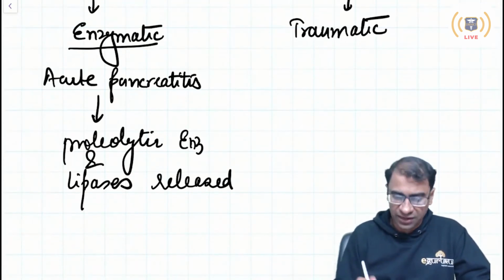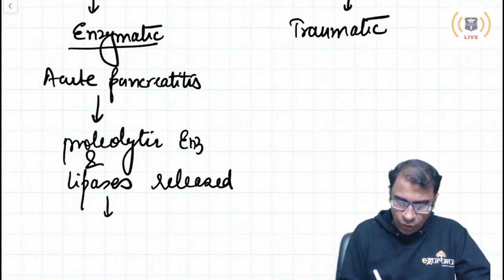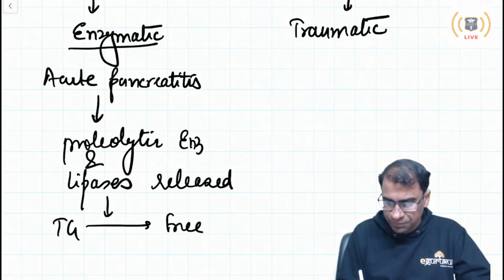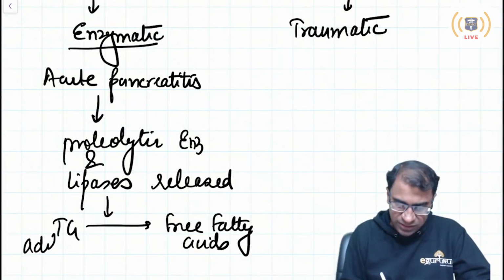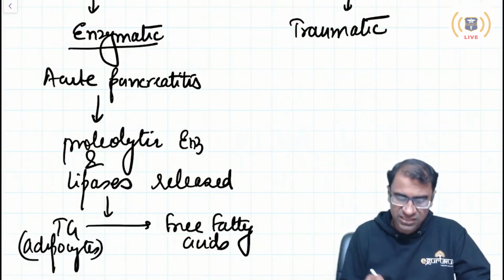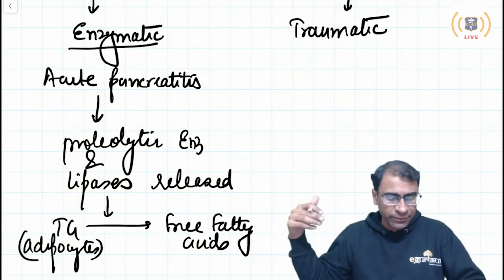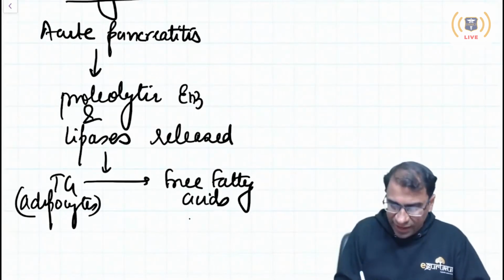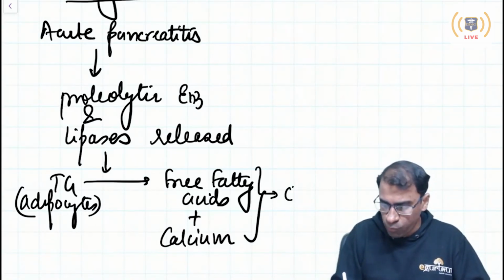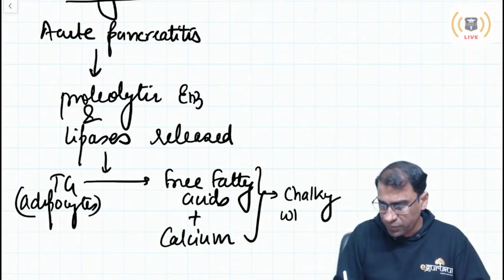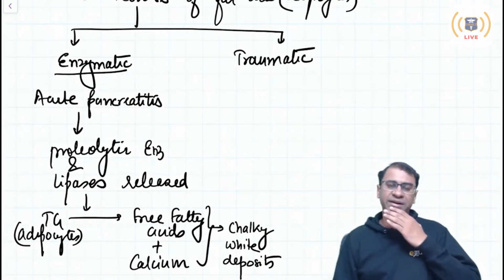Because all these enzymes are released, the proteolytic enzyme will cause tissue necrosis, and the lipase will break down all the triglycerides to form free fatty acids. The triglycerides are what? These are in the adipocytes. So adipocytes having the triglycerides will be broken down and will form what? Free fatty acids. It has been seen that the free fatty acids can combine with the calcium, and these two things lead to chalky white deposits. They cause chalky white deposits.